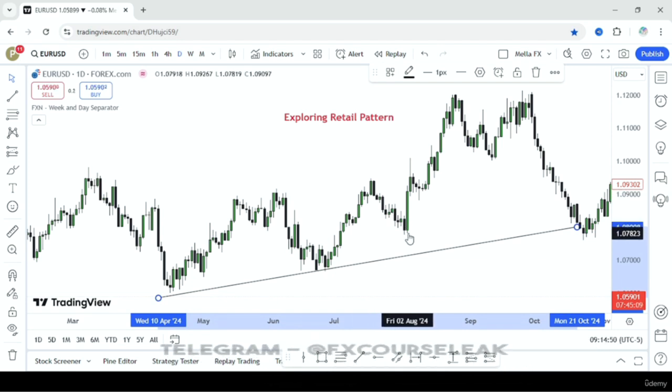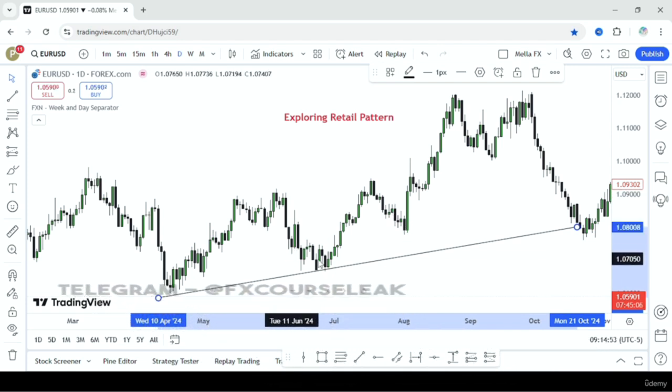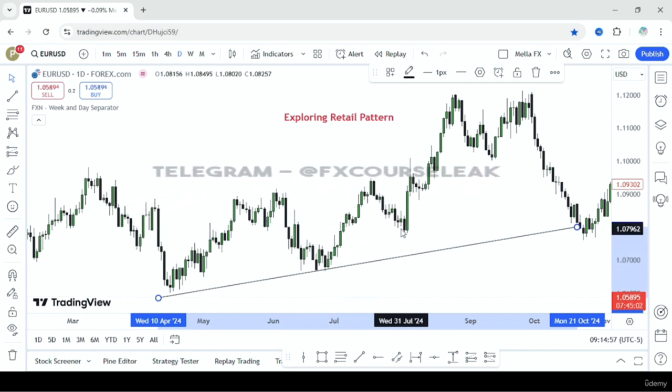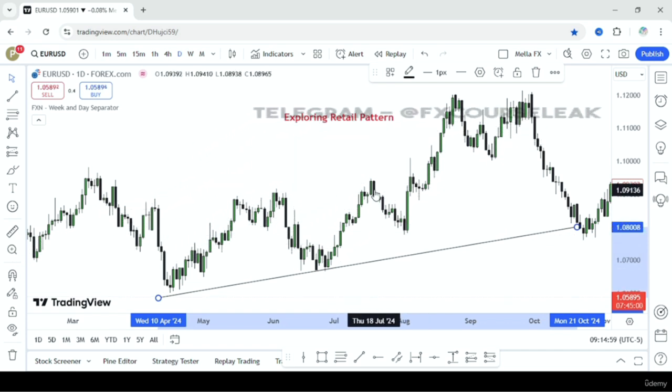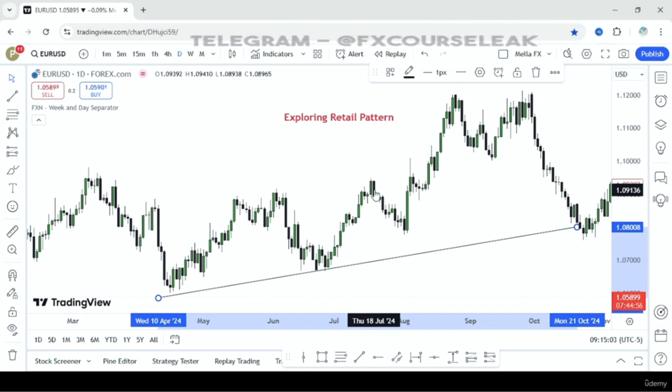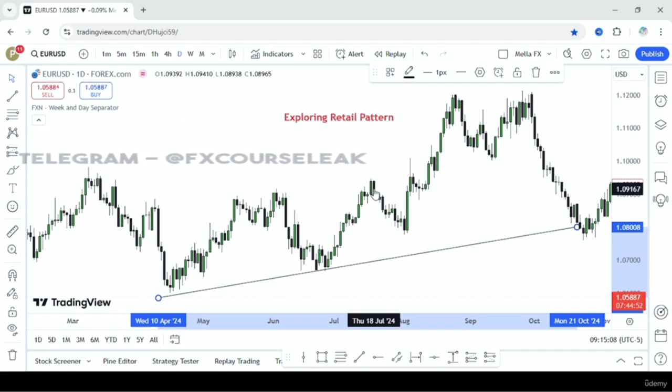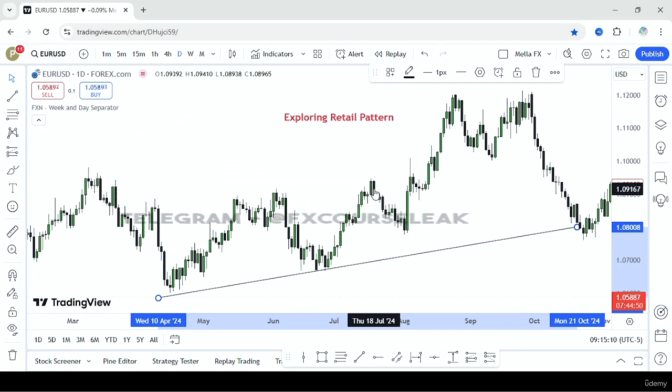So in this trend line, every retail trader will be left wondering where should I anchor. The biggest question was, where should I anchor my trend line? Where should I keep this trend line to be able to find support?